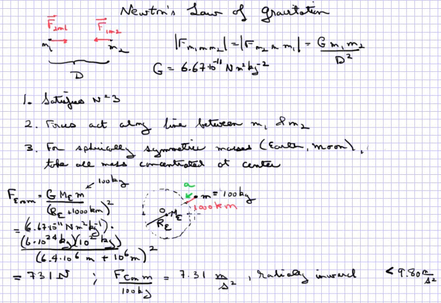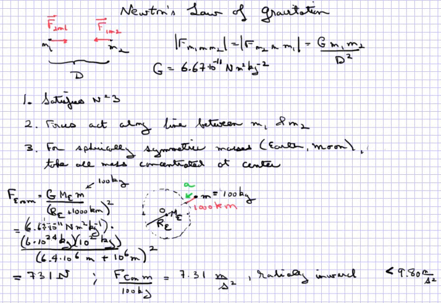Okay, since the Earth is spherically symmetric, I can assume that all the mass of the Earth is located at the center of the Earth. And so the distance that I use when I compute the force is not the distance that m is above the surface of the Earth. It's the distance that m is from the center of the Earth. That total distance is going to be the radius of the Earth, 6,400 kilometers, plus m being 1,000 kilometers above the surface of the Earth.